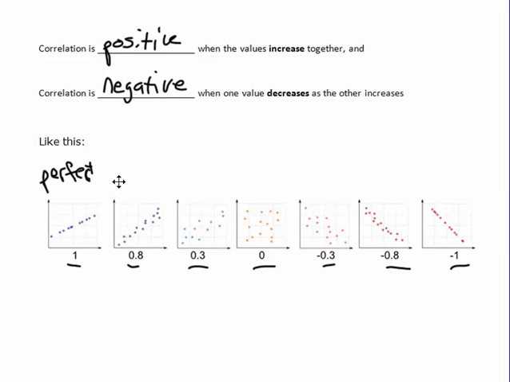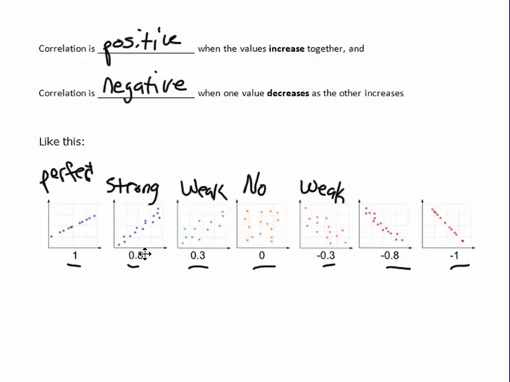Here we have a strong correlation. Here it is a strong correlation. That's weak. 0 tells me that there is no correlation. Now this one is weak. It's weak and negative. This was weak and positive. This was strong and positive.